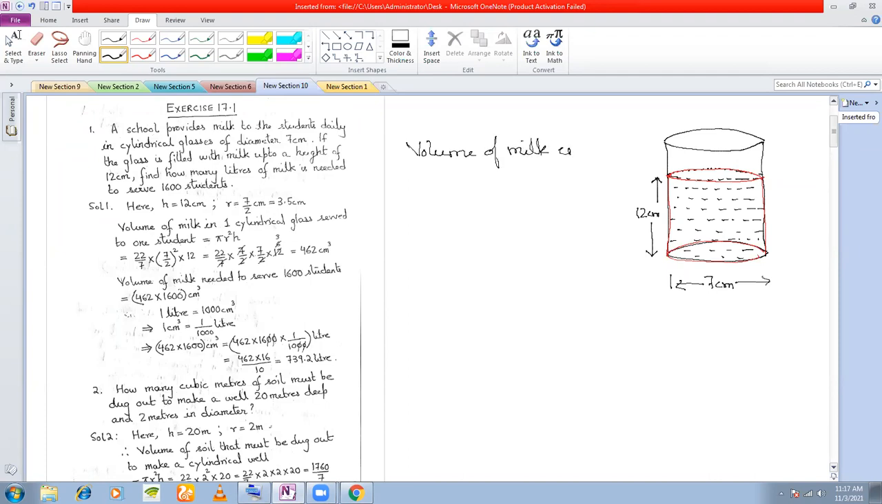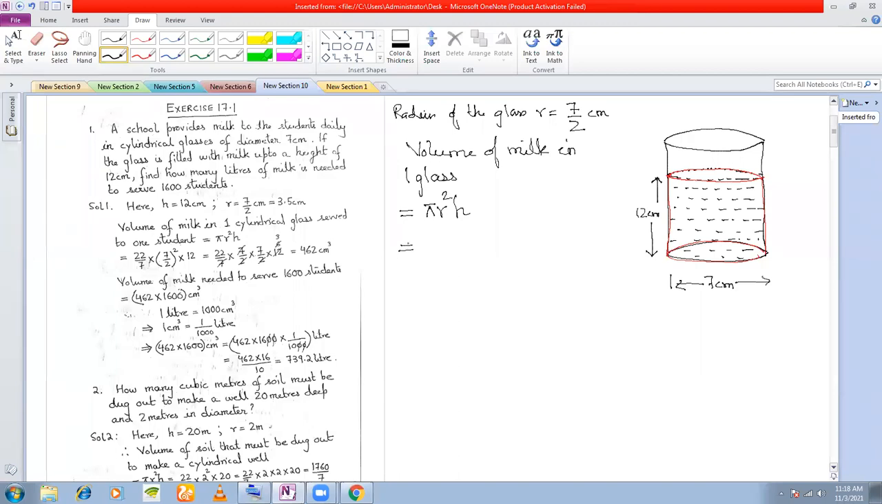Volume of milk in one glass is equal to, because the diameter is given, let's find out the radius of the glass. Say R is equal to, diameter is given 7 centimeter. So radius is 7 by 2 centimeter. Keep it as it is. Okay. You'll work with the fraction. So volume of the milk in one glass will be pi R square H, right?